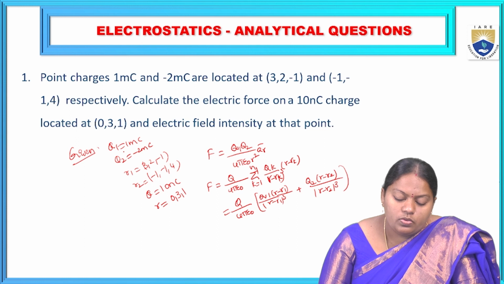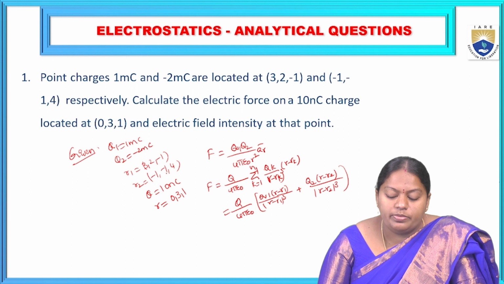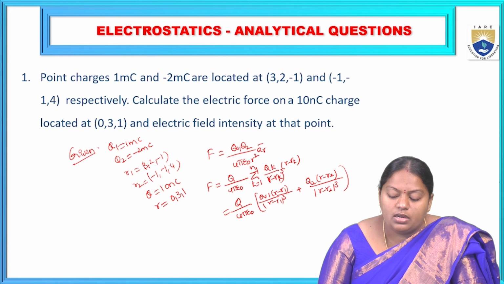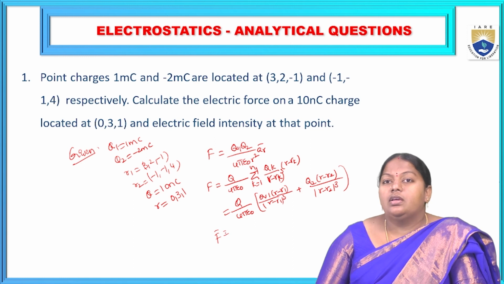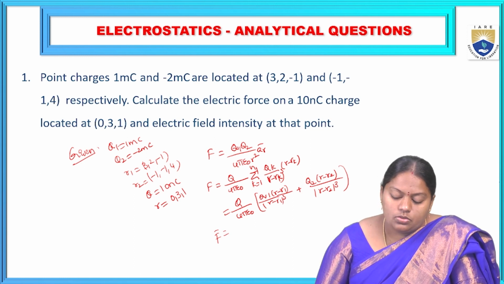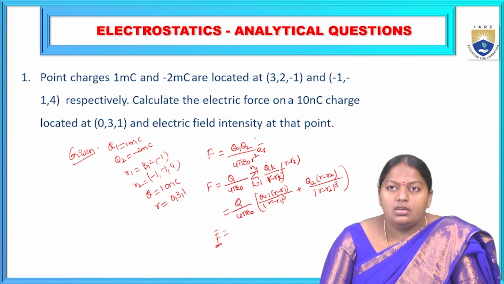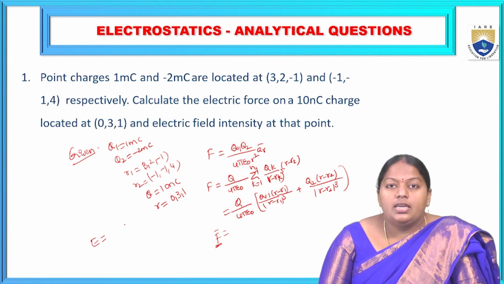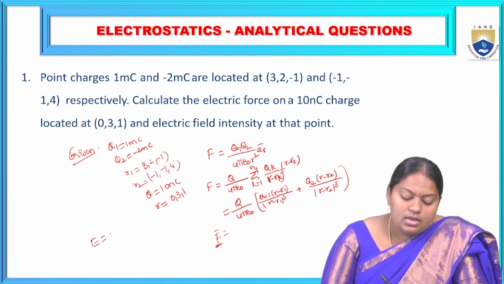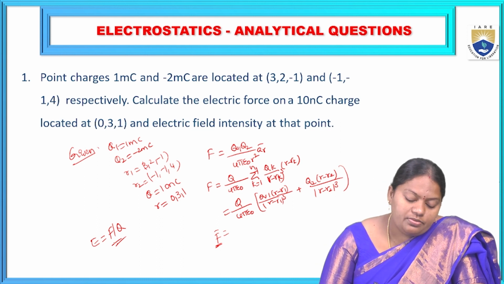So as we have Q1, Q2 as 1 milli and minus 10 milli, R1, R2 as (3, 2, minus 1) and (minus 1, minus 1, 4), and Q is 10 nanocoulombs and R is (0, 3, 1), everything is to be substituted, and finally the F needs to be obtained in vector form. Right? Similarly, after getting this F value, we need to find the electric field intensity at that particular point. As we know, the electric field intensity vector E is given by E equal to F by Q, force per unit charge.